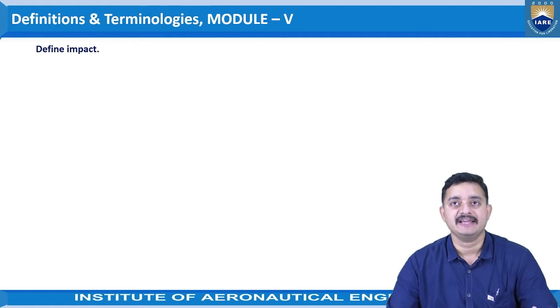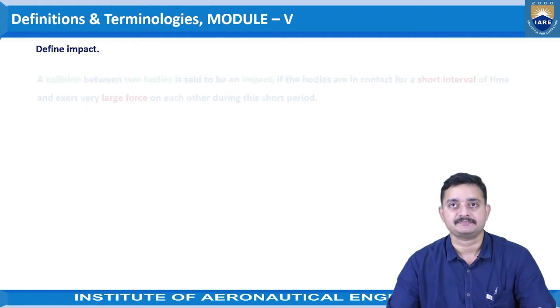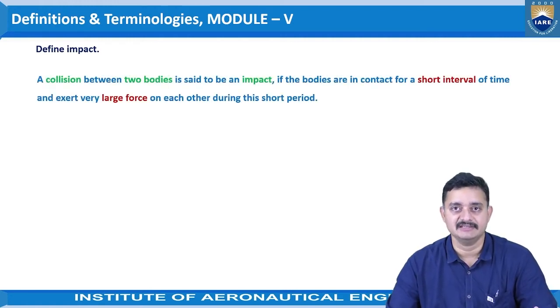Next one, define impact. So the definition is given like this. A collision between two bodies is said to be an impact if the bodies are in contact for a short interval of time and exert very large force on each other during this short period.